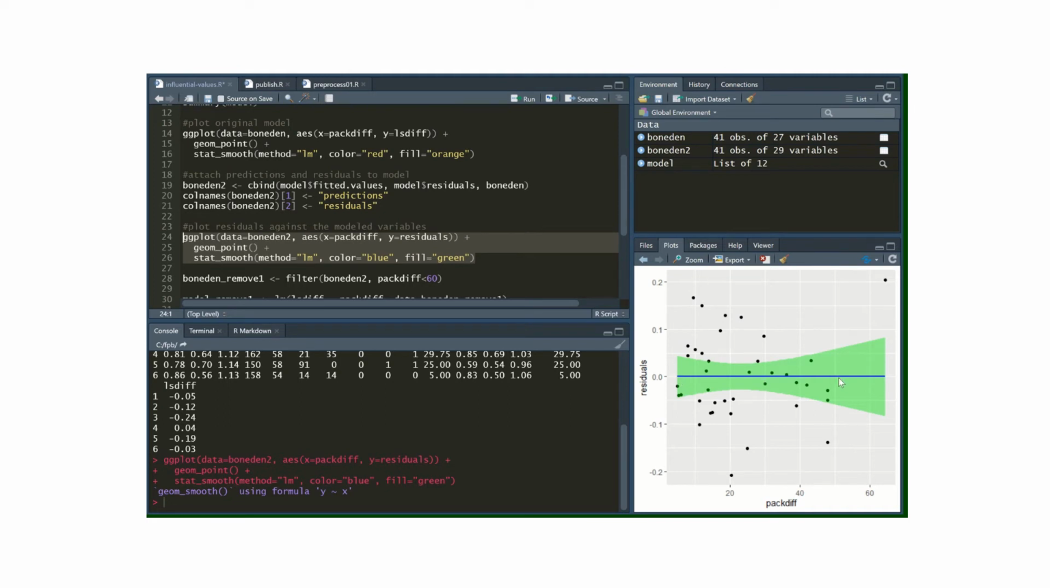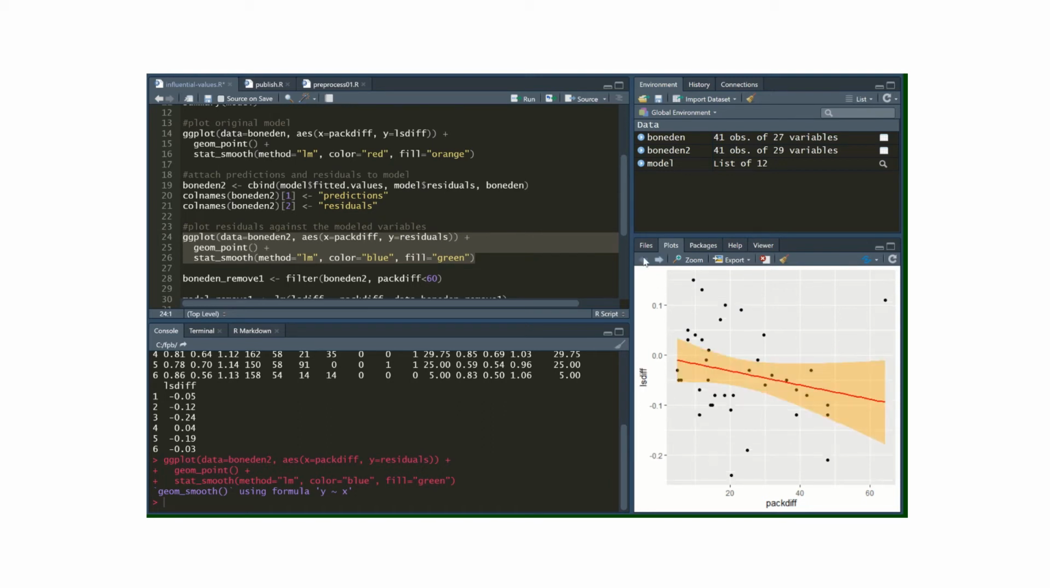So this is good. This is what you want. This means that the model was well fitted. It has no slope, meaning there's no structure, there's no relationship between the residuals and the data. Okay, so this is a good diagnostic. You can get this from the graph as well.